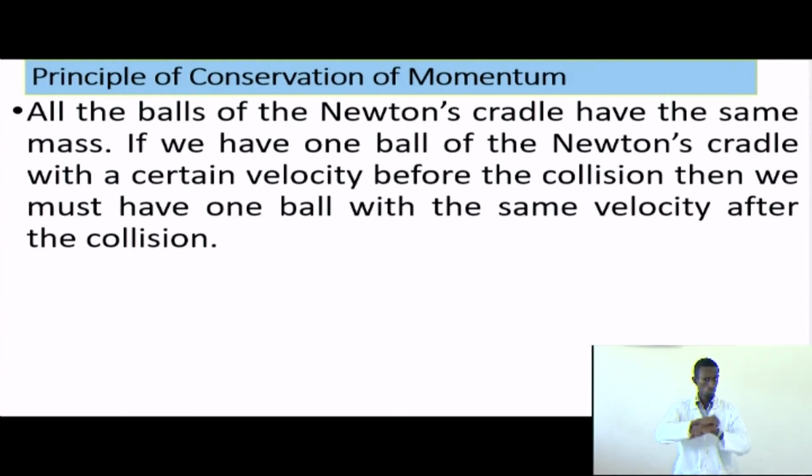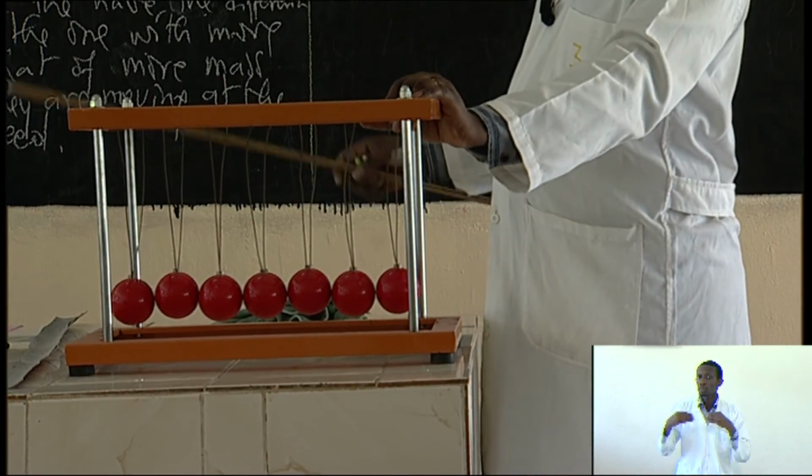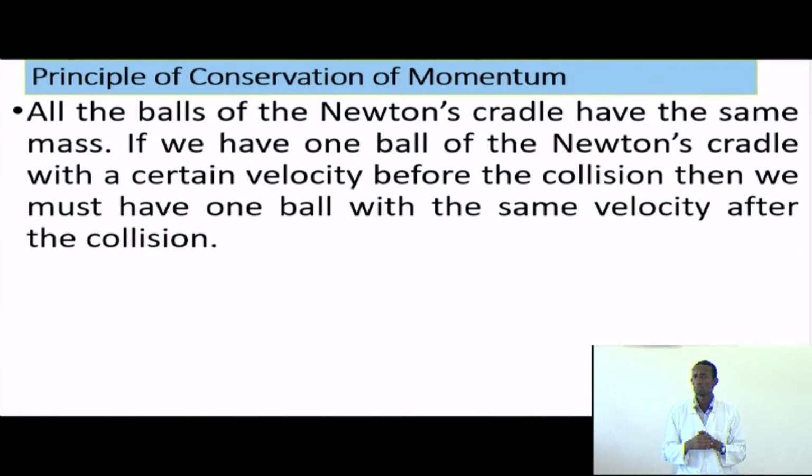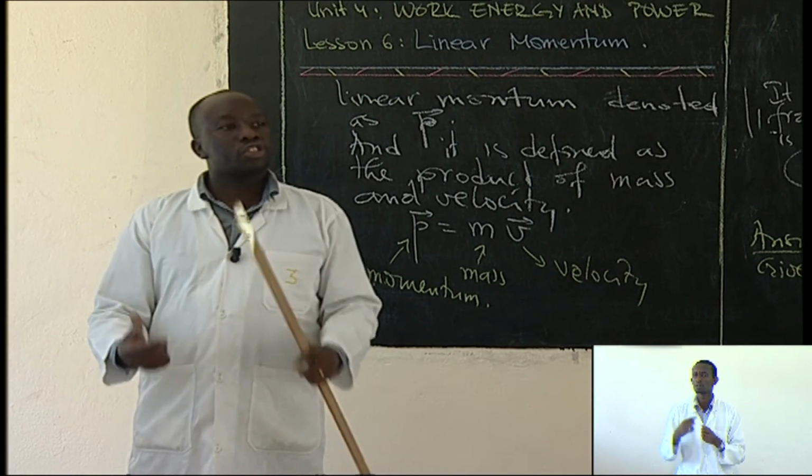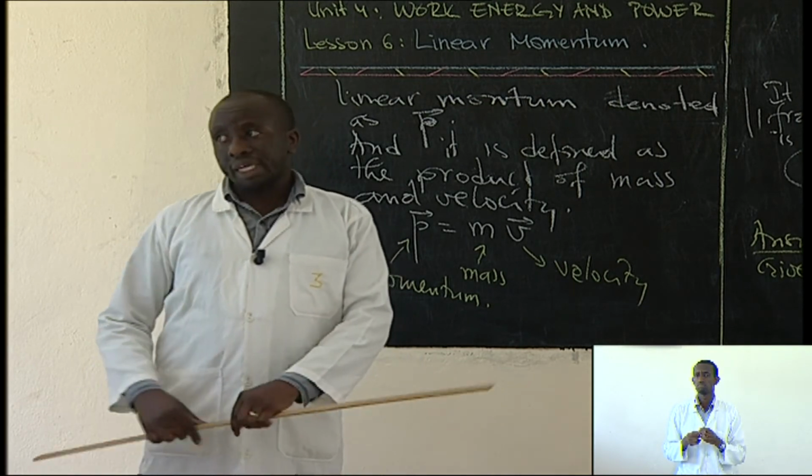Students, I have the device here. The device that we have is this one, okay? This device is the one that we are saying in Newton's cradle: with a certain velocity before the collision, then we must have one ball with the same velocity after the collision. The collision means the interaction, means the objects are going to move, to meet.